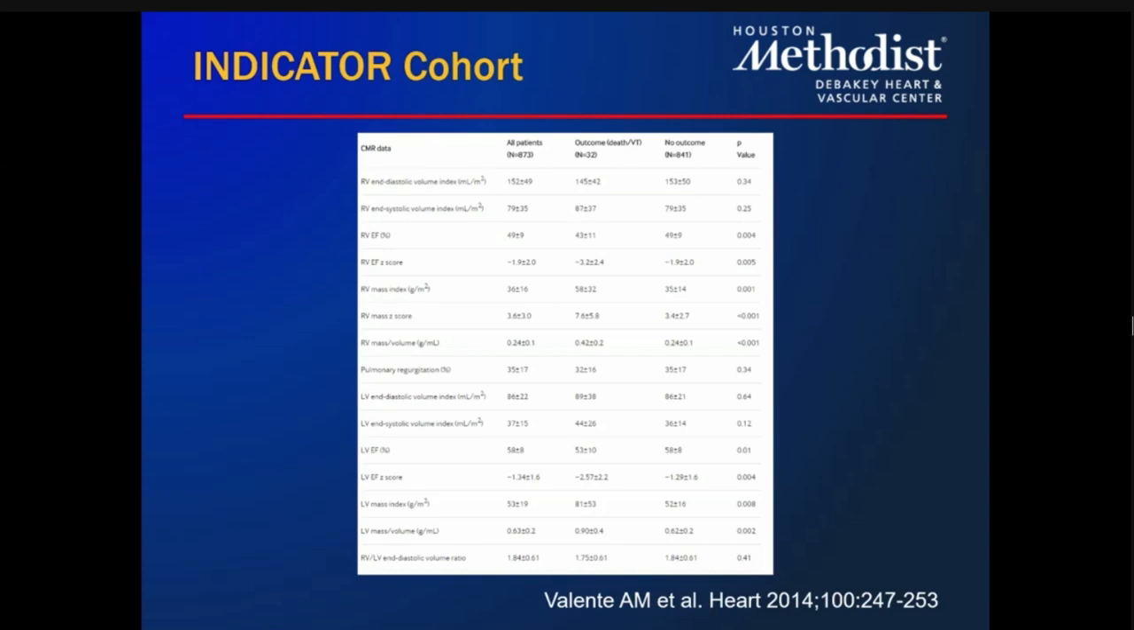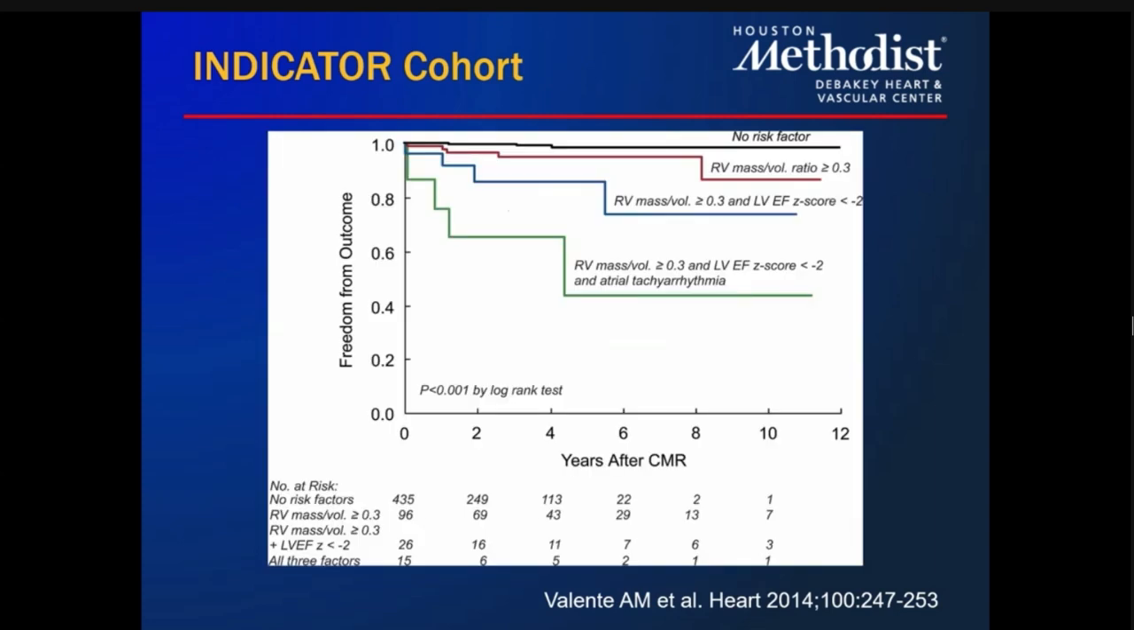But there is actually a large cohort, the INDICATOR cohort, for congenital patients that they're studying these kinds of things as well. And they have shown, saying the same thing again, that RV enlargement and increase in RV mass does portend a grimmer prognosis in these patients. Okay.